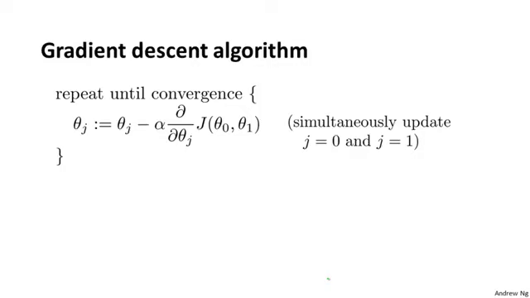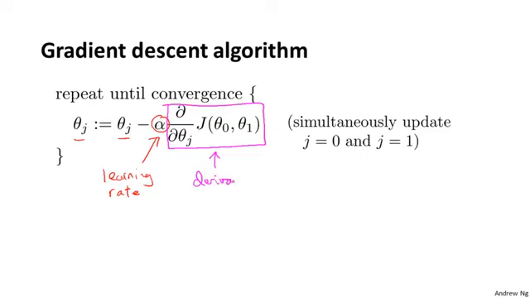Here's the gradient descent algorithm that we saw last time. And just to remind you, this parameter alpha is called the learning rate, and it controls how big a step we take when updating my parameter theta j. And this second term here is the derivative term. What I want to do in this video is give you better intuition about what each of these two terms is doing and why, when put together, this entire update makes sense.